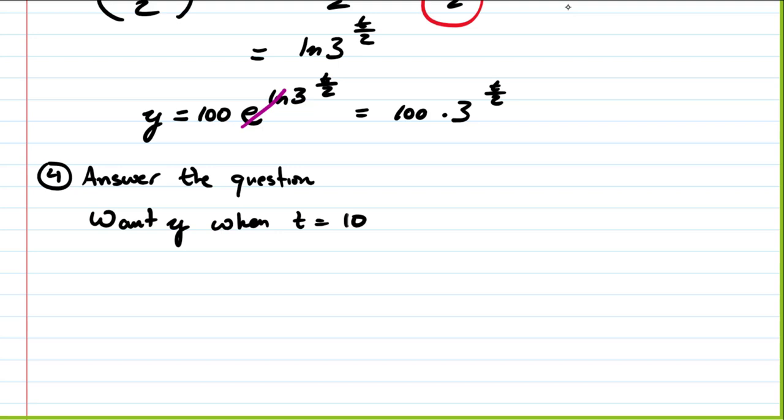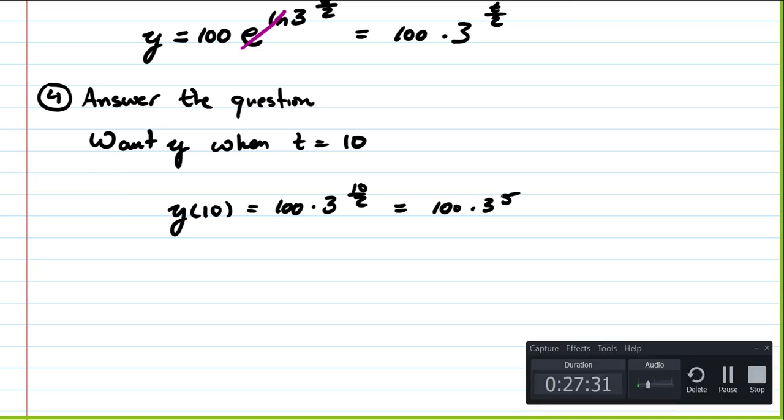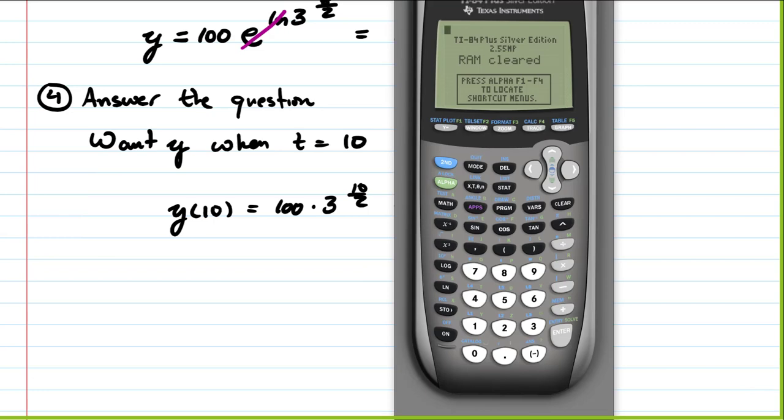So they could have said something like, well, when will the population be 5,000? So they give you a population and then ask how long it is going to take to grow to that amount. All right, so this one we just put in 10. So y of 10 is going to be 100 times 3 to the 10 over 2, so 100 times 3 to the 5th power. And from here we just grab our calculator. 100 times 3 raised to the 5th power gives us 24,300.